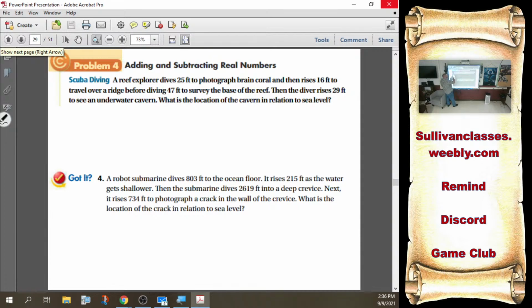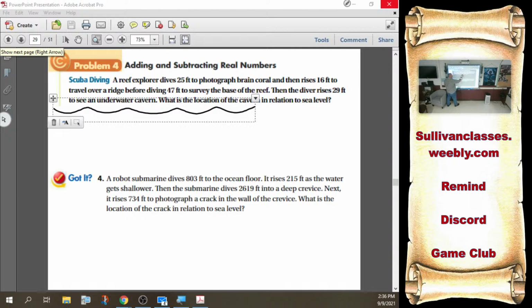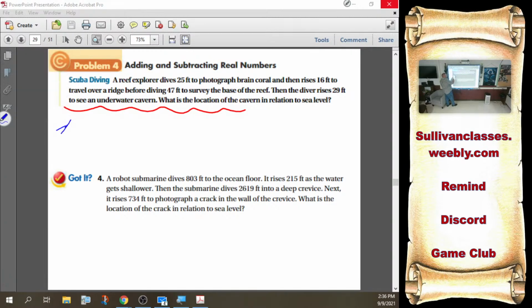Okay? Reef explorer. No, it's water. Blue. Okay? Stick figure Steve here is going to dive down 25 feet. Then is going to rise 16 feet. Then is going to dive 47 feet, so that's a negative. And then finally is going to come back up 29. That's just a visualization. You can't just write the numbers, right? You understand that diving is a negative and rising is a positive.